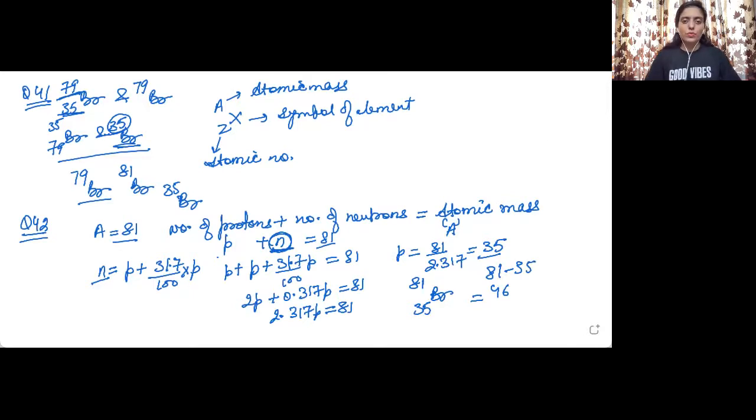Let us now move to the next question, question number 43. In this question, we have been given an ion with mass number 37. Mass number means atomic mass, that is, it is equal to 37. It possesses 1 unit of negative charge.